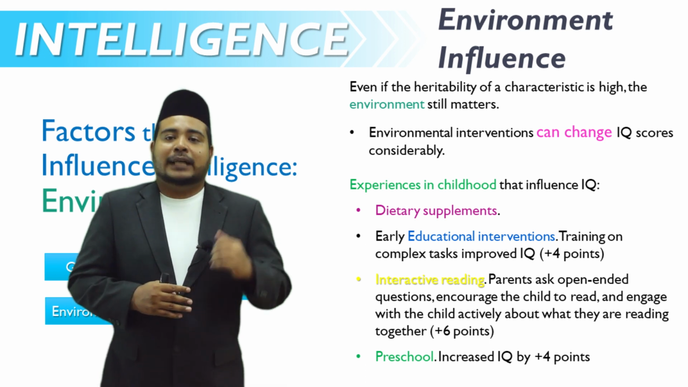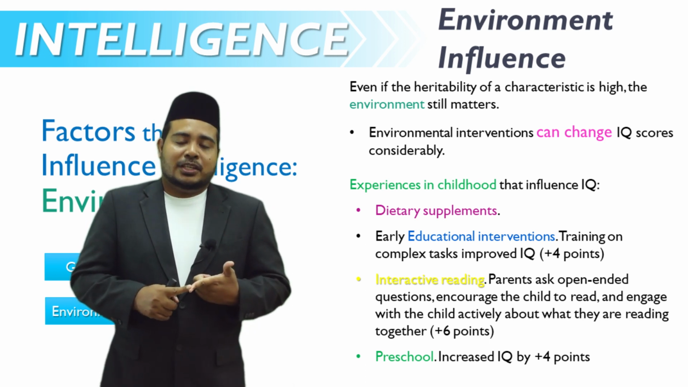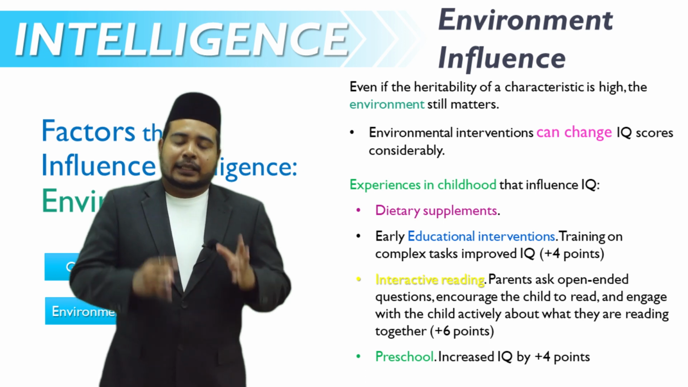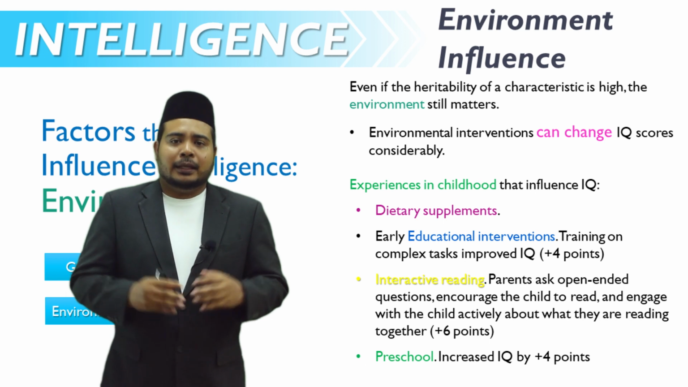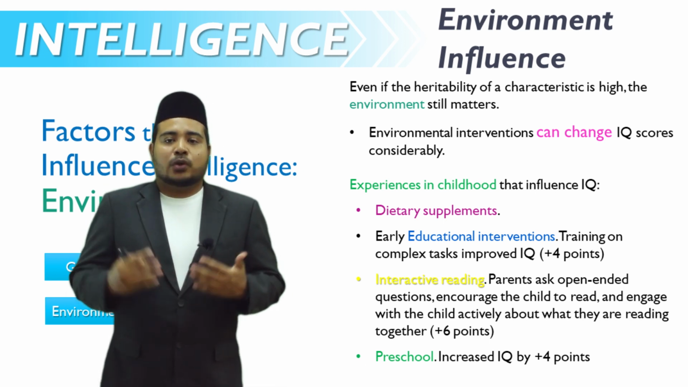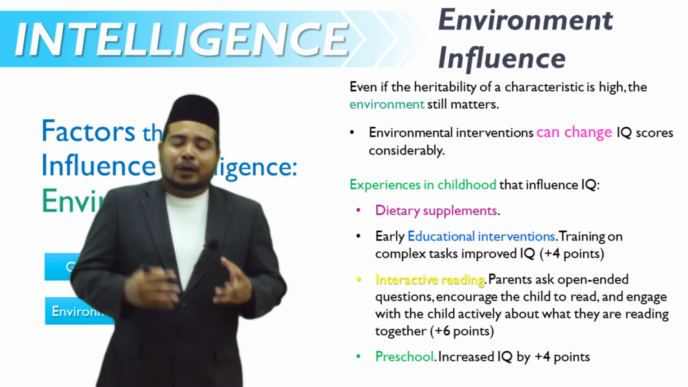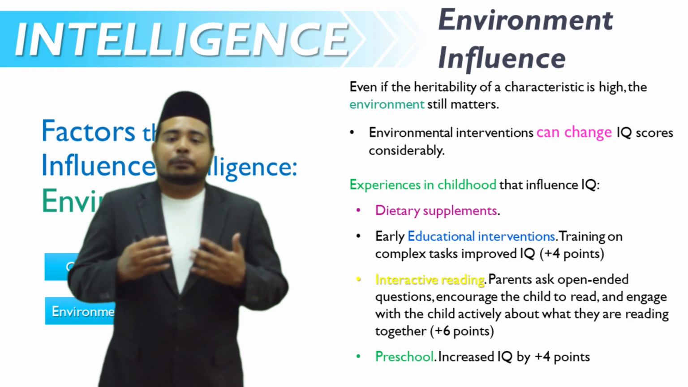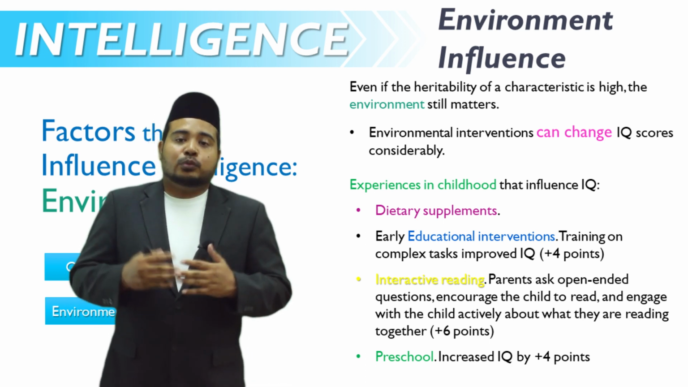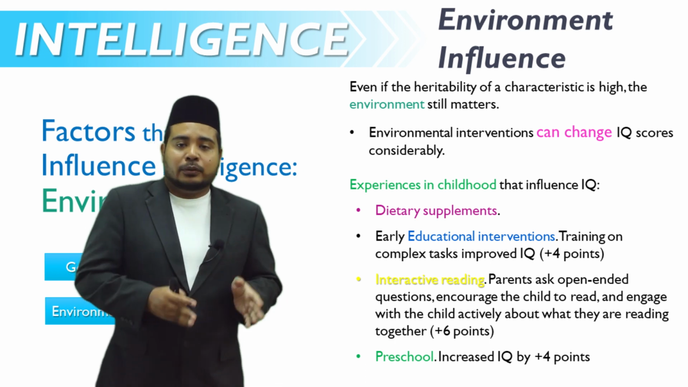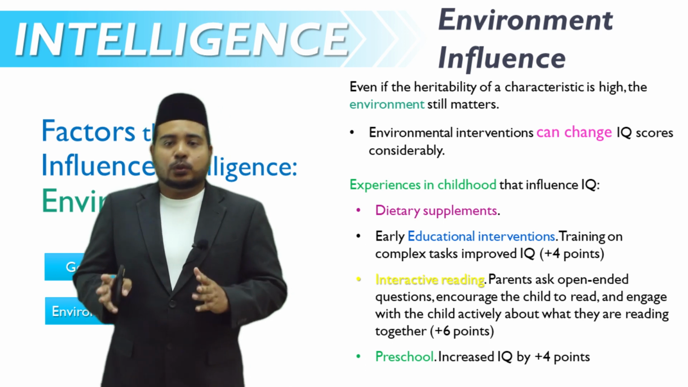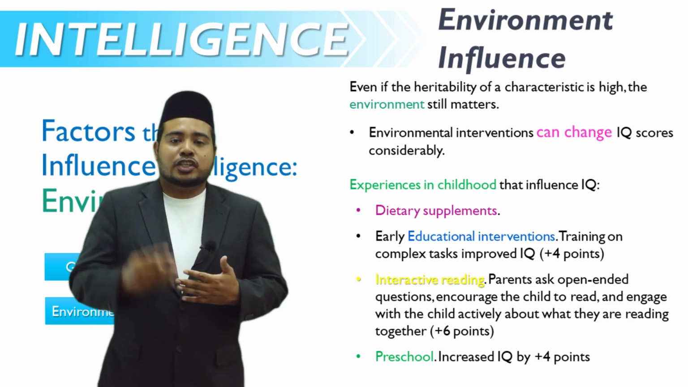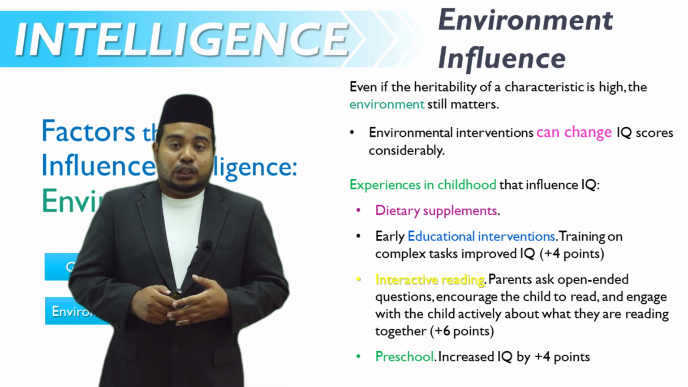For example, dietary supplements and early educational intervention, such as training on complex tasks, have been found to improve IQ scores by up to 4 points. Interactive reading, where parents ask open-ended questions, encourage the child to read and engage with the child actively about what they are reading, has also been found to improve the child's level of intelligence by up to 6 points. And in fact, research found that children who were sent to preschool have better intelligence than their counterparts who are not going to preschool, with an additional increment of 4 points in their IQ score.